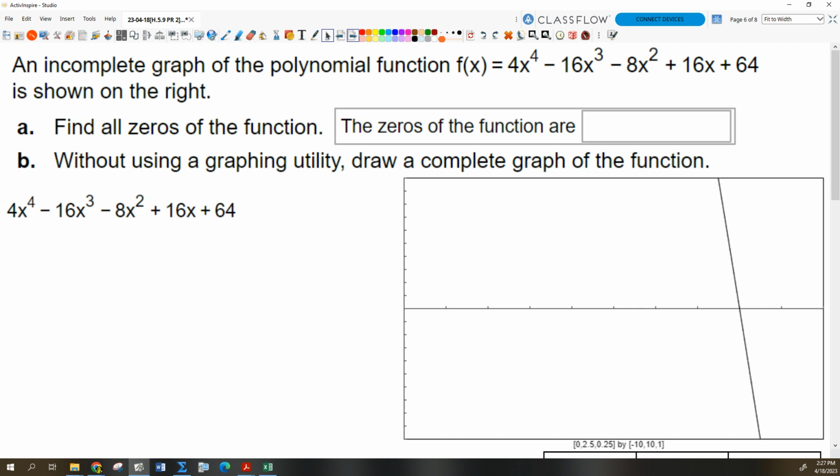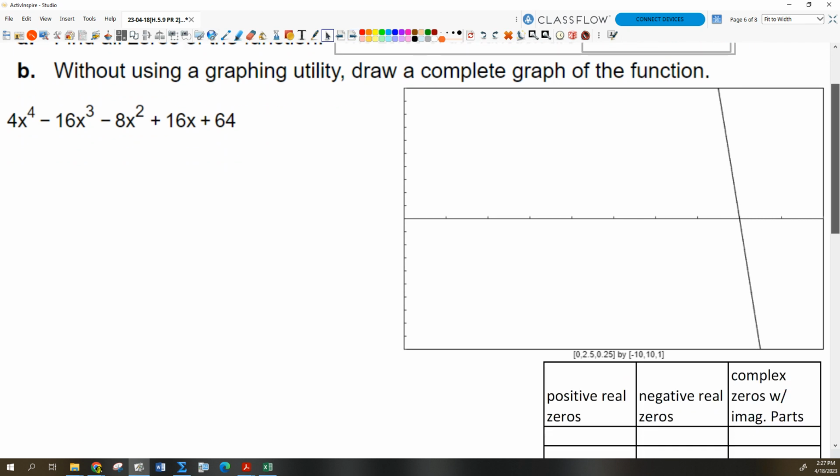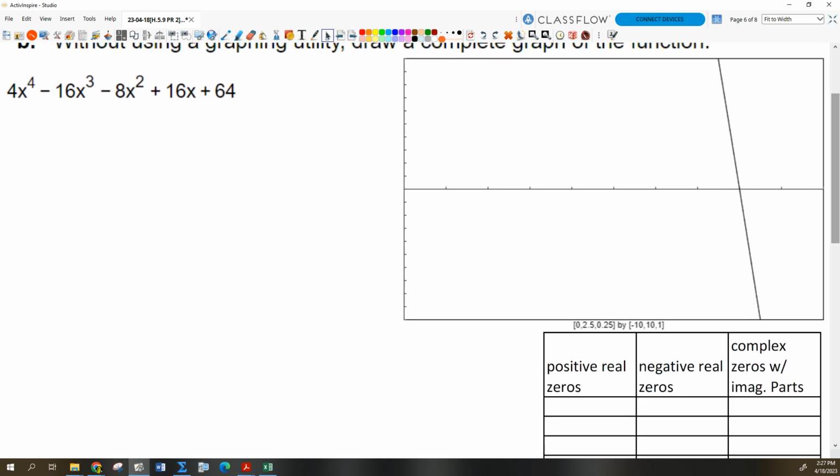Okay, so what about one like this? Now they give us some additional information on this one, right? This time they gave us a little snapshot of a graph. Okay, so what's this mean? Here's the function that's being graphed. It wants us to find all the zeros. They give us an incomplete graph of the polynomial where you can see that the polynomial is cutting through the x-axis. How do I know that? It's all contained right there in that information.